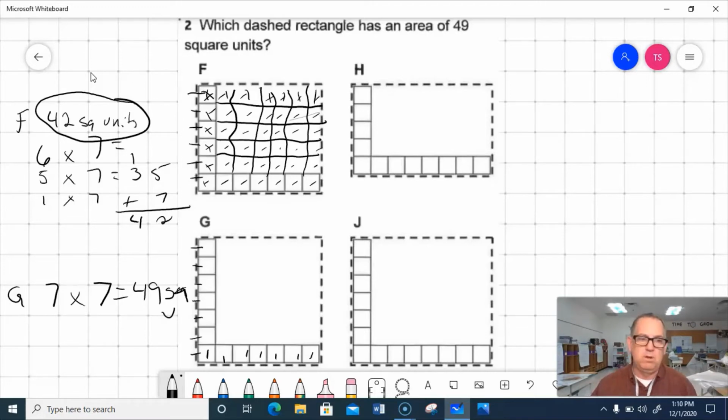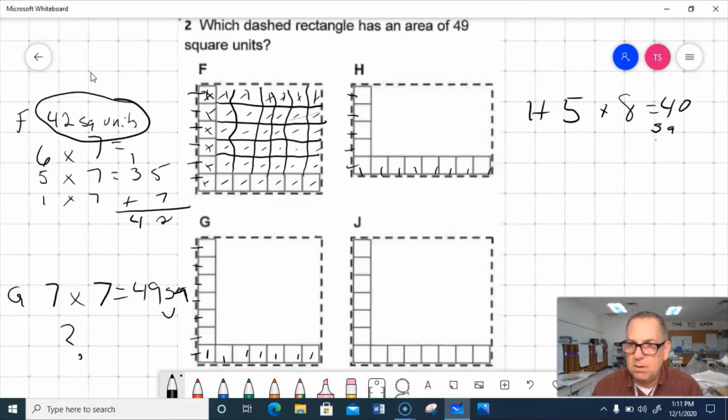Kind of messy. Square units. So that looks like that may be the one that we're looking for. I'll put a question mark. I'm still going to check all the rest of my rectangles, just to make sure I didn't make a mistake. So we'll look at rectangle H. Rectangle H has a length of 1, 2, 3, 4, 5. Be an easy multiplication fact for us. By 1, 2, 3, 4, 5, 6, 7, 8. 5 times 8. We know 5 times 8 is 40. So rectangle H is 40 square units.